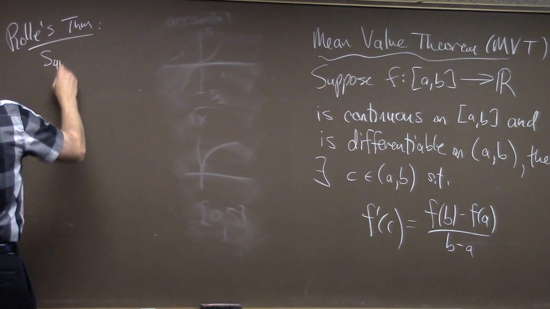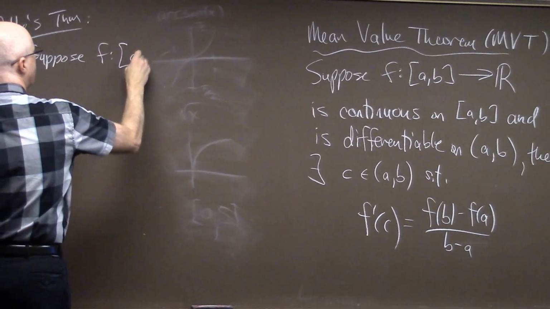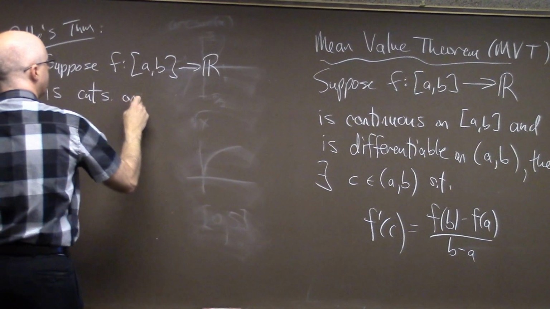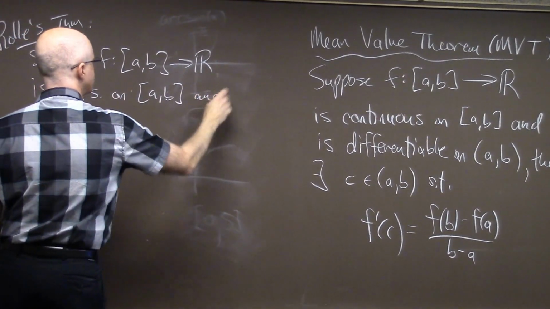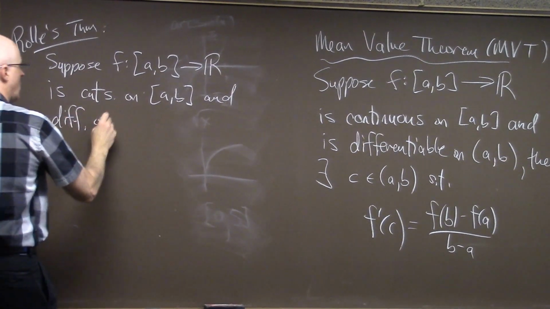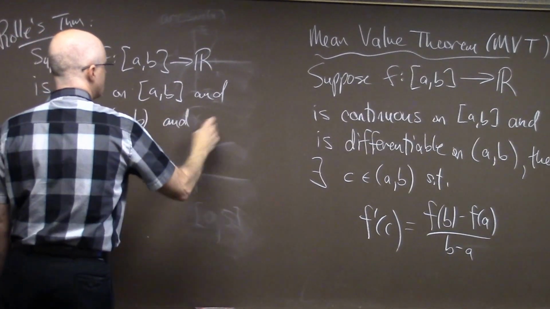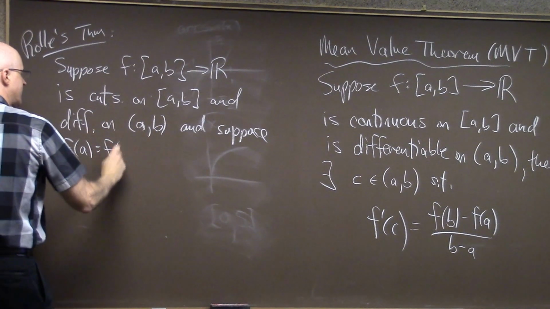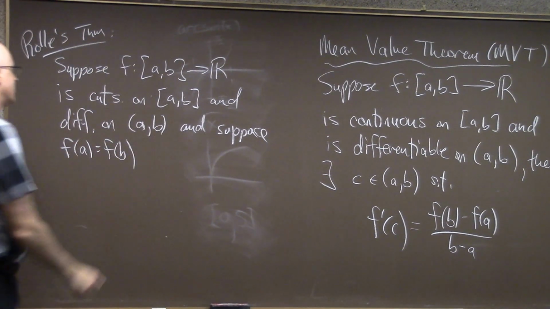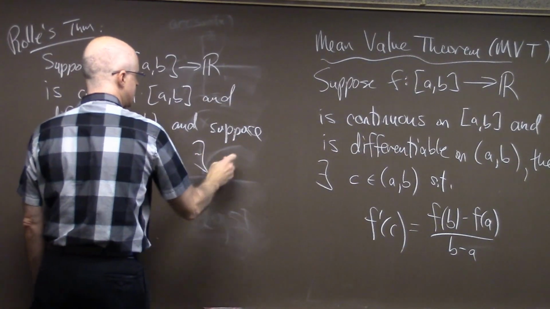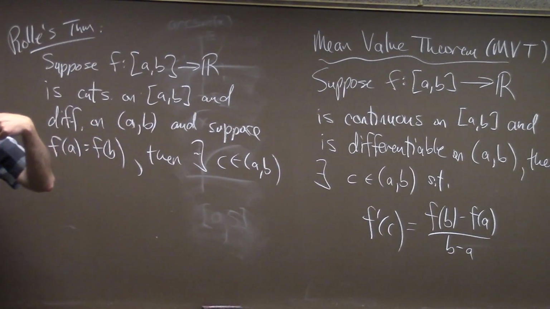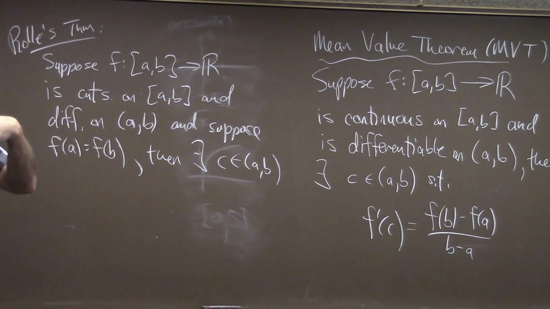Rolle's theorem says, suppose you've got a function in the same kind of situation that is continuous on the closed interval and differentiable on the open interval, and suppose f of a equals f of b. The conclusion is then there exists a c between a and b such that what happens? Well, if the function values are the same, that means the slope of the secant must be 0. There must be a c where f prime of c is 0, where the tangent has a slope of 0.